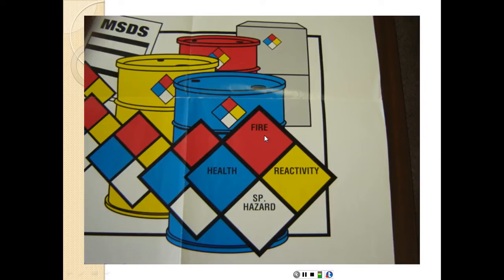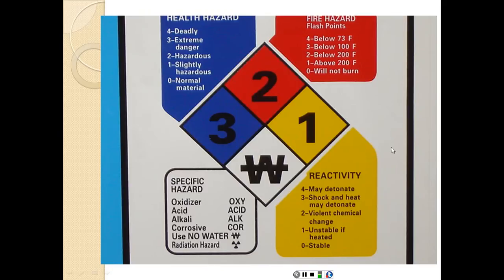So in case of fire, how is it going to behave? What is the health risk, any special hazard, and reactivity. So something like that, for example, it has 2, 3, 1, and W. The red one means it's a fire hazard. Flash point is number 2, which is below 200 degrees Fahrenheit. 0 will not burn, so that's going to be safe, at least to fire. And 4 is going to be very explosive, basically. Below 73 degrees Fahrenheit it can ignite.